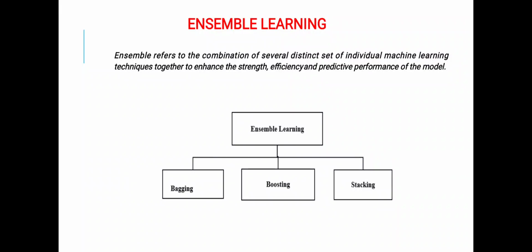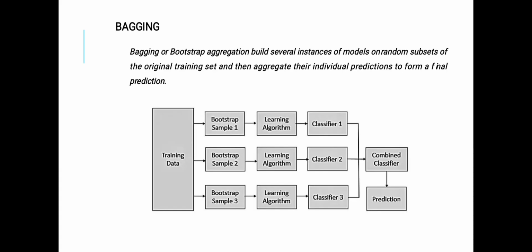Hello everyone, in this video we are going to see about ensemble learning. Ensemble refers to the combination of several distinct sets of individual machine learning techniques together to enhance the strength, efficiency and predictive performance of the model. Ensemble learning has three major techniques: bagging, boosting and stacking.